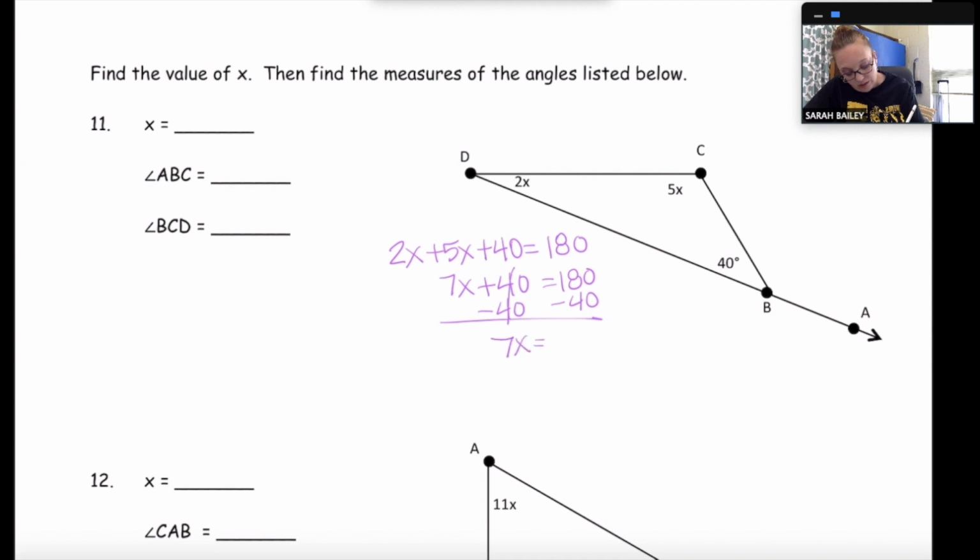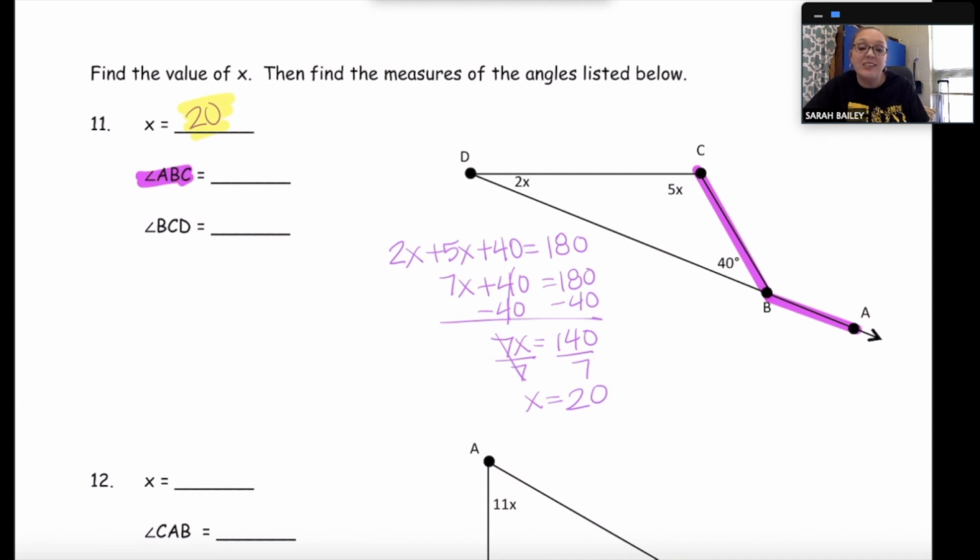So 7x is equal to 140. Then divide both sides by 7. X is 20, which I'll write on this line. Remember that if I'm moving too fast, you can pause the video at any point. All right, now we have to find the measurement of angle ABC. So angle ABC is this angle right here.